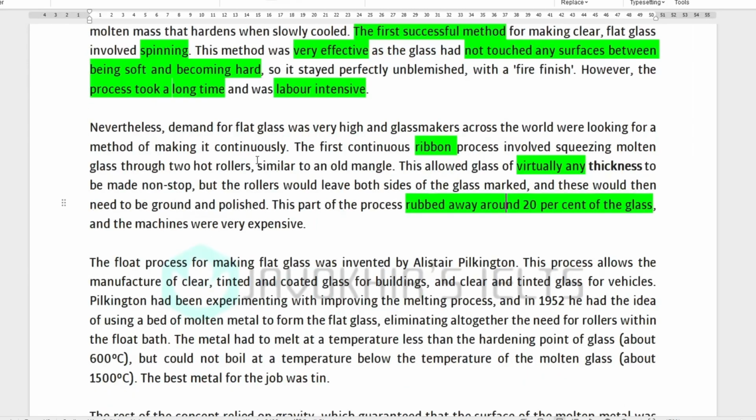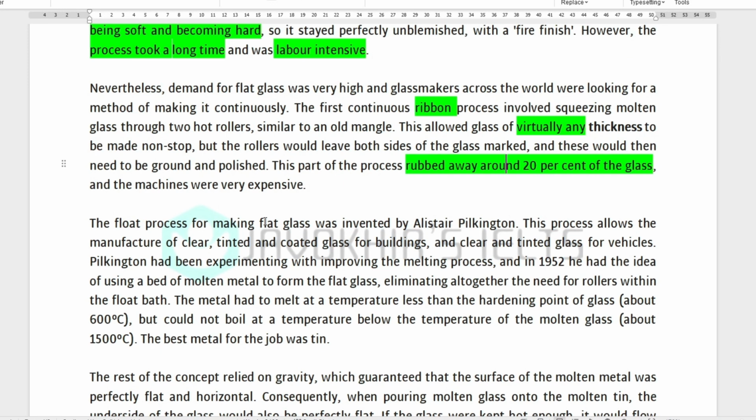Pilkington's float process. Okay, let's go with that. The float process for making flat glass was invented by Alistair Pilkington. This process allows the manufacture of clear, tinted, and coated glass for building, and clear and tinted glass for vehicles.